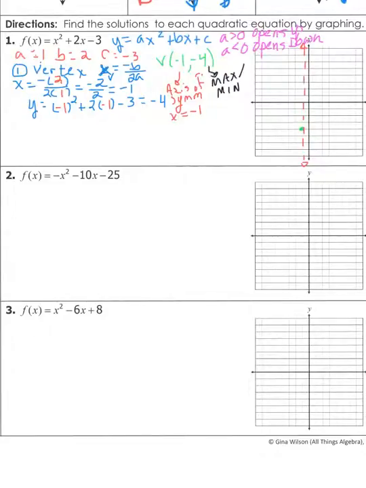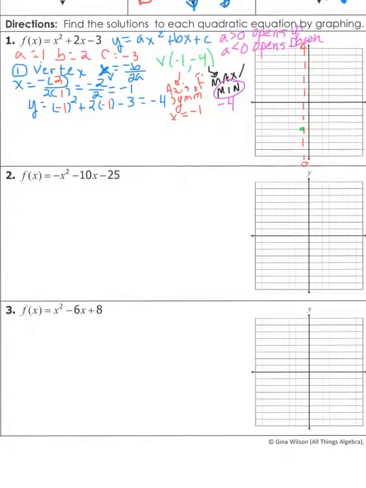Okay, so we get a minimum value of negative 4. So I'm going to circle minimum. So there's two things we get from that vertex. The axis of symmetry is the x value, and the max or min value is the y value. So then I need some points.